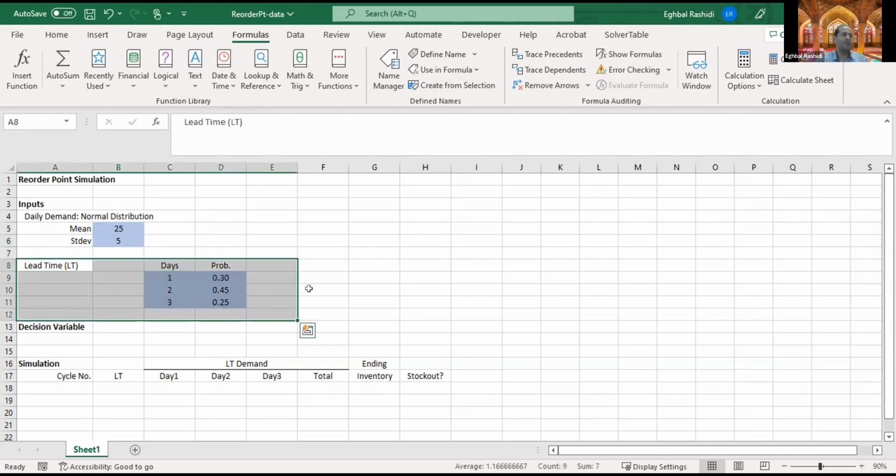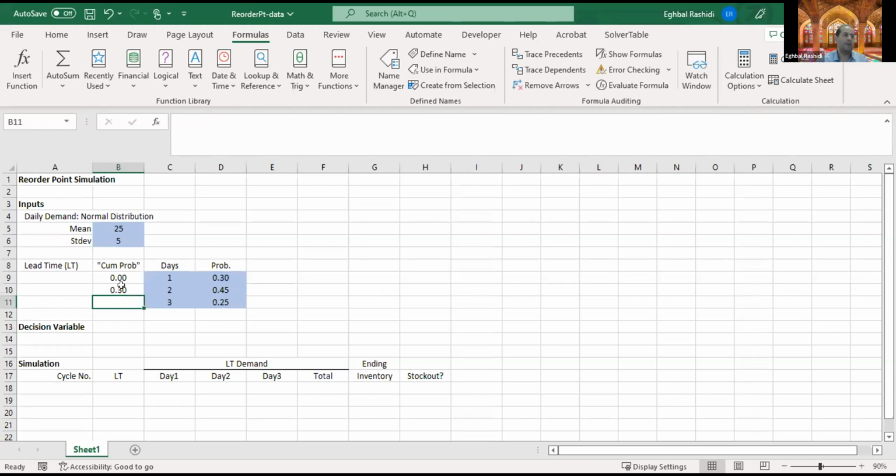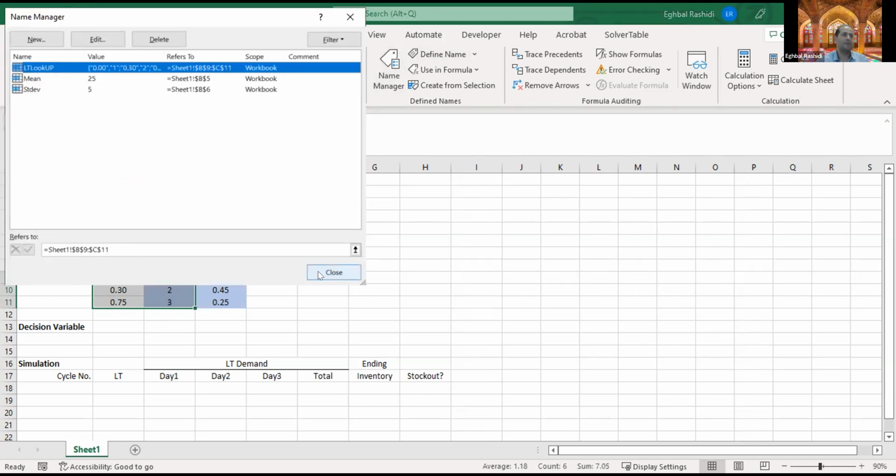And then here we have the lead time distribution. For day 1, the lead time can be 1 day with a probability of 30%, 2 days with a probability of 45%, and 3 days with a probability of 25%. Here I'm going to generate the cumulative probability, so I can use the VLOOKUP function. We always start with 0, and for the next row, it's this probability plus the previous cumulative probability in the same column. I can drag this down now. So this is my cumulative probability distribution for the lead time. I'm going to call this the lead time lookup. If you use the range names, you see that we have LT lookup, the mean, and the standard deviation.